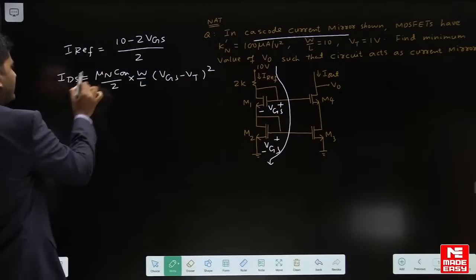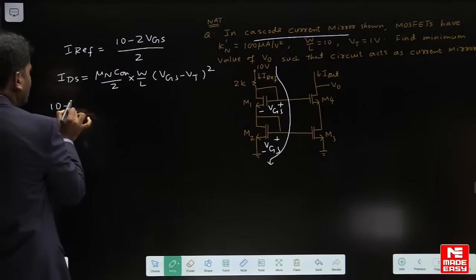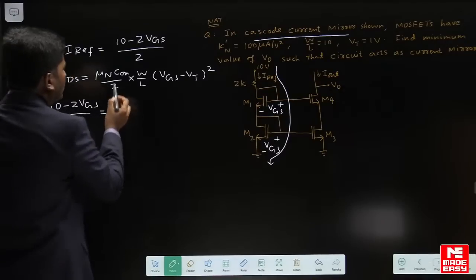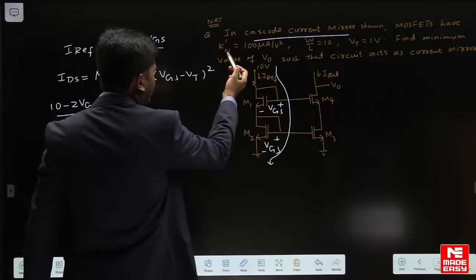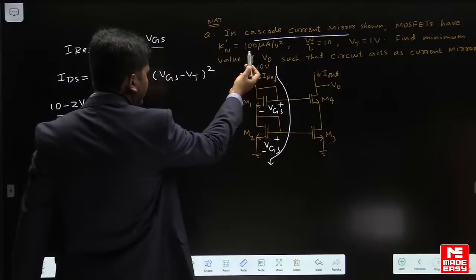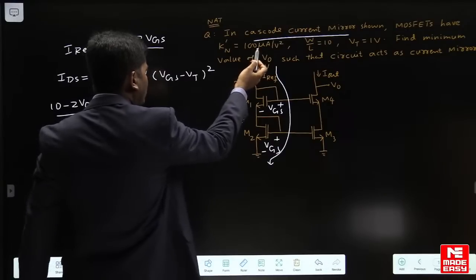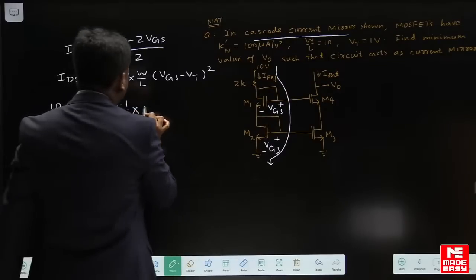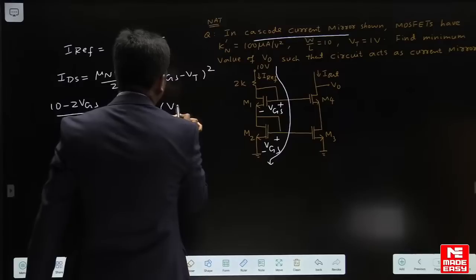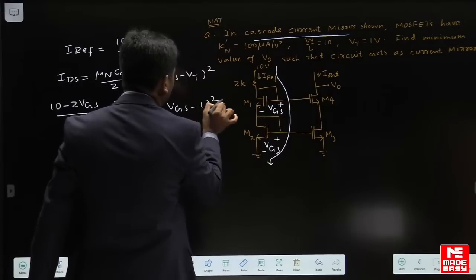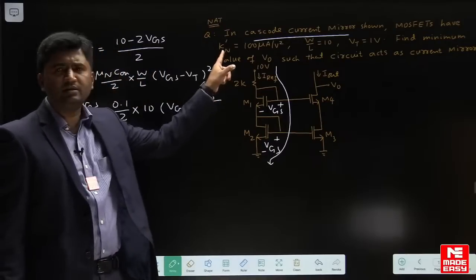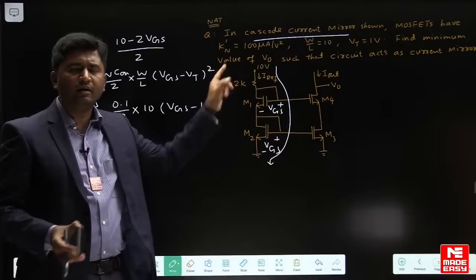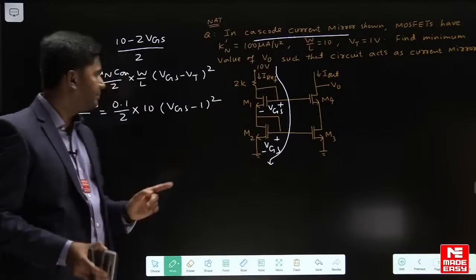अब आप IDS की प्लेस में लिख दो this reference current 10 minus 2 VGS divided by 2. Now mu n CoX, that is your Kn dash. यहाँ पर Kn dash का मतलब होता है mu n CoX. It is given as 100 micro. उसको आप मिली में कन्वर्ट कर लो, 0.1 milli divided by 2 into W by L, that is 10 into VGS minus 1 whole square. Okay, that Kn dash is nothing but mu n into CoX. उसको हमने मिली एम्पियर में कन्वर्ट किया, 100 micro became 0.1 milli.